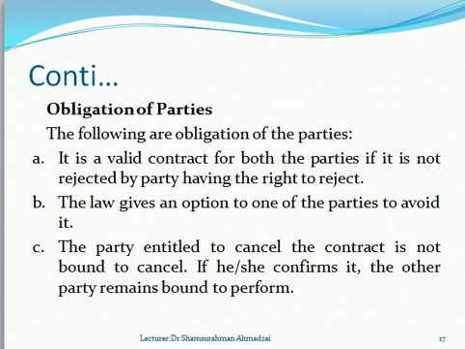So obligations of the parties, مکلفیت های طرفین چی هستند در این نوع قرارداد؟ The following are the obligations of the parties. It is a valid contract for both the parties if it is not rejected by the party having the right to reject. The law gives an option to one of the parties to avoid it. In such a case, the party entitled to cancel the contract is not bound to cancel. If he or she confirms it, the other party remains bound to perform.